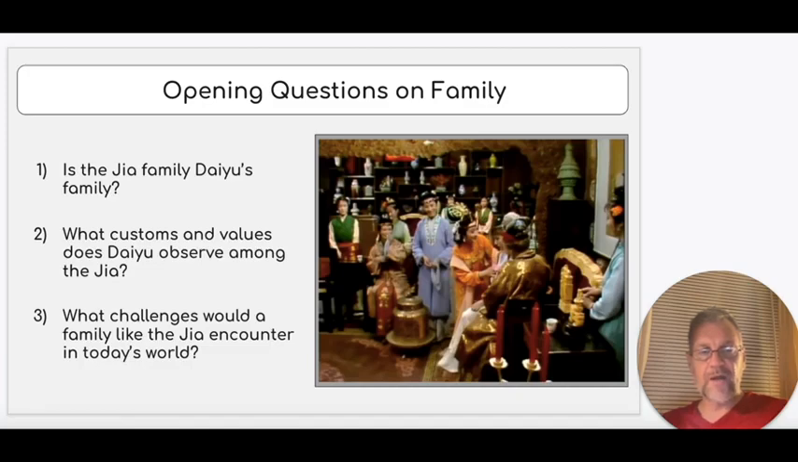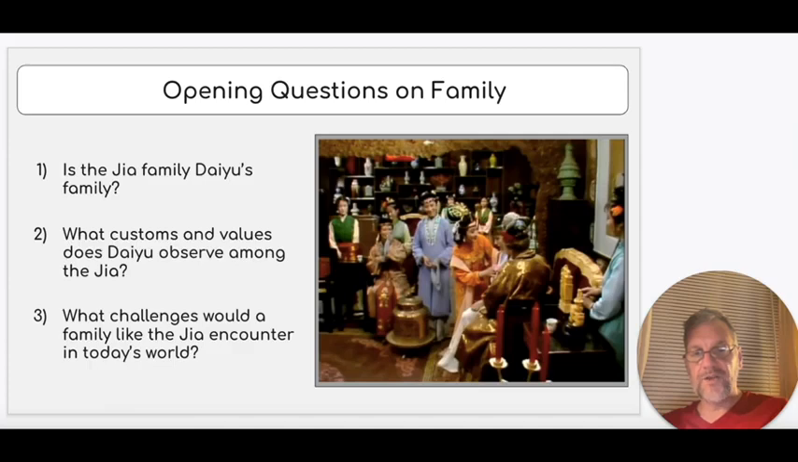The second question, what customs and values does Dai-yu observe among the Jia? This is a bit more of a comprehension question, having them do a close reading of the chapter for picking out customs, rituals, values. For example, the value of education. There's a line in the chapter you may see if you read it that the 3 cousins that Dai-yu meets on her arrival are given the day off from their studying. So we know that the Jia family is one that values education for its daughters as well as its sons, which is a significant value that your students might be interested in discussing.